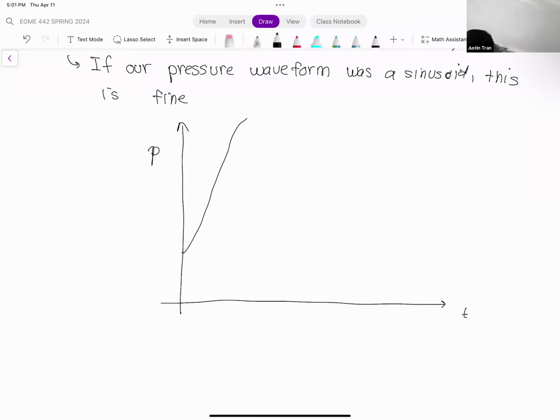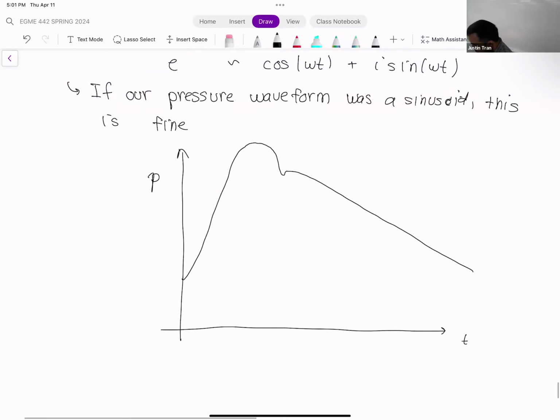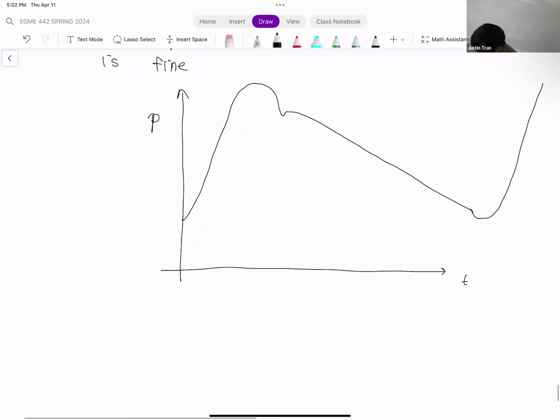We have a thing that comes up, a little notch, and then it goes down right there. We have systole, where the heart is contracting, and then diastole when it's relaxed. Now this does repeat, right? In the next heart cycle, this is going to come up again. But you'd be hard pressed to say that this looks like a sinusoid.